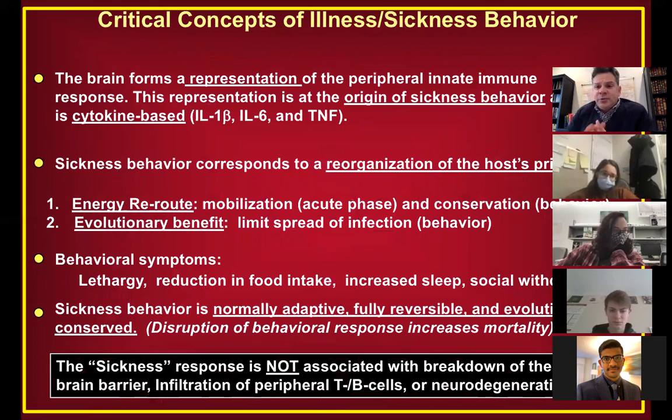Okay. So really important, I think, in terms of critical concepts of some of the slides I just went through. So the brain represents what's happening in the peripheral immune system. This is cytokine based and sort of represented in this sickness behavior. Sickness behavior is a reorganization of the host priorities, really tied to energy balance. You are mobilizing energy to fight infection, but you're conserving it behaviorally.